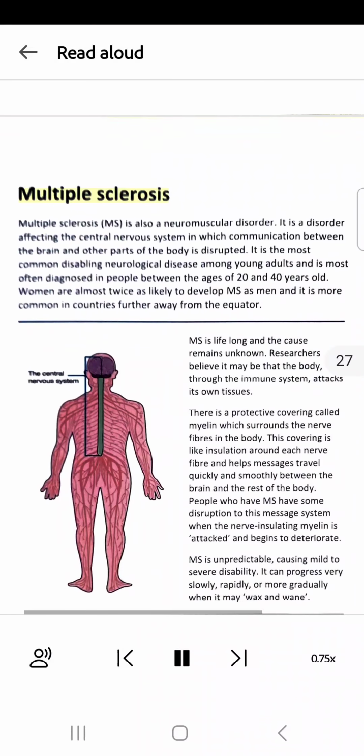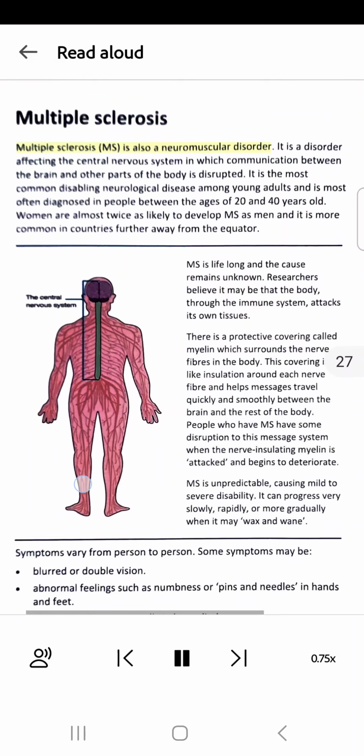Multiple sclerosis. Multiple sclerosis, MS, is also a neuromuscular disorder. It is a disorder affecting the central nervous system in which communication between the brain and other parts of the body is disrupted. It is the most common disabling neurological disease among young adults and is most often diagnosed in people between the ages of 20 and 40 years old.